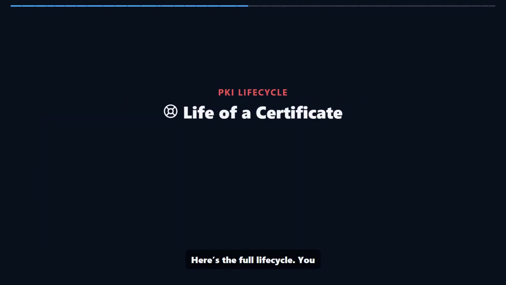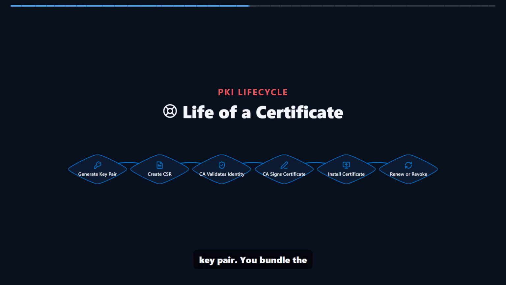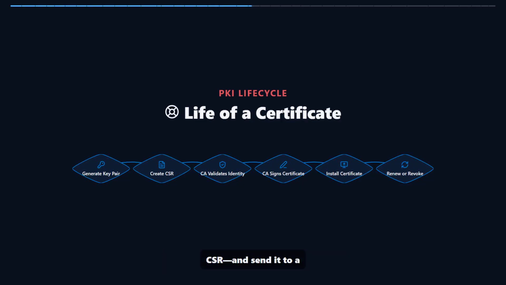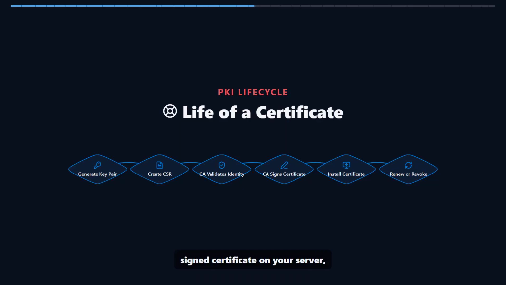Here's the full life cycle. You start by generating a public-private key pair. You bundle the public key and identity details into a certificate signing request, the CSR, and send it to a CA. The CA validates your identity, signs the certificate, and returns it.